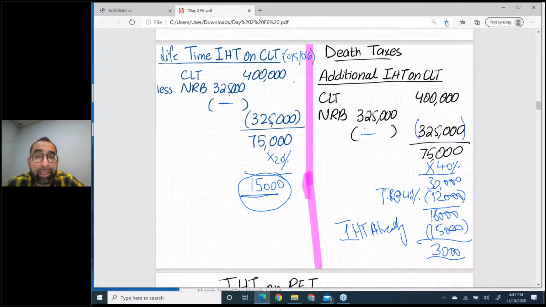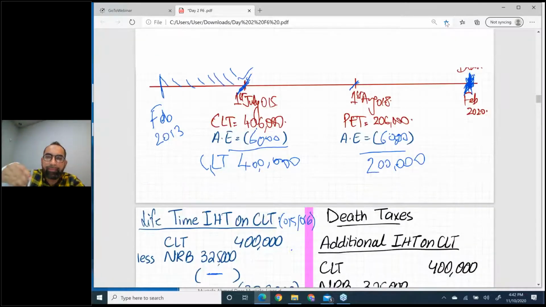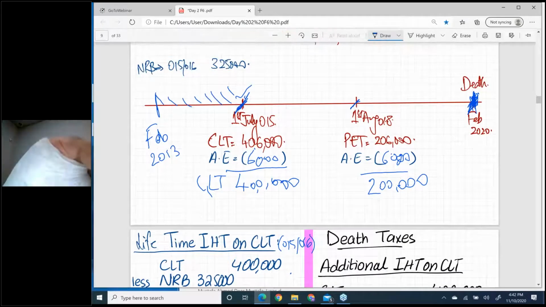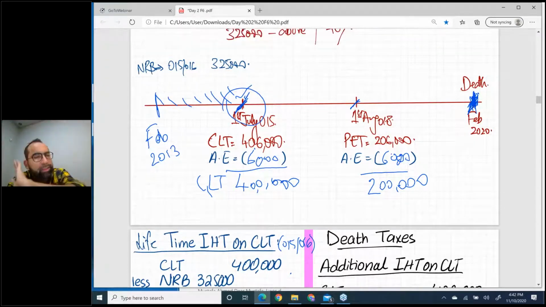The question is not done yet. Now, I told you about the left to right walk. From the date of death, you went 7 years back, and then left to right. First this CLT, you just did everything for the CLT. Now, more walk, left to right.